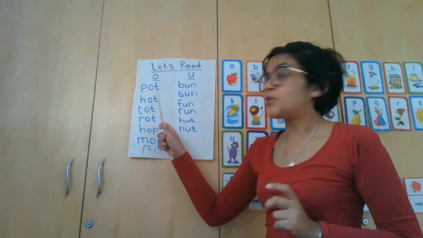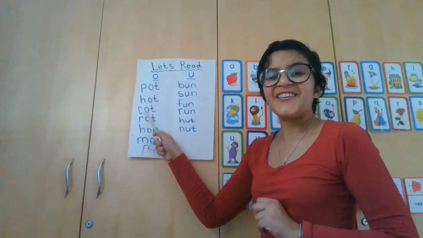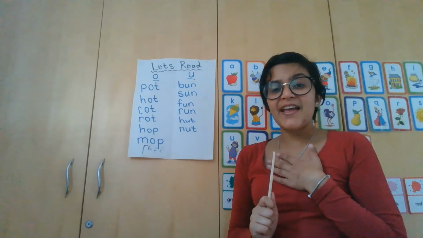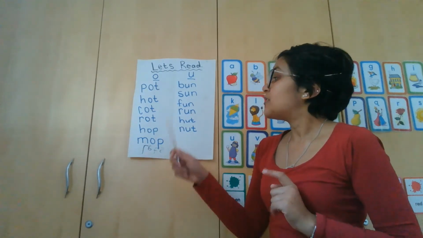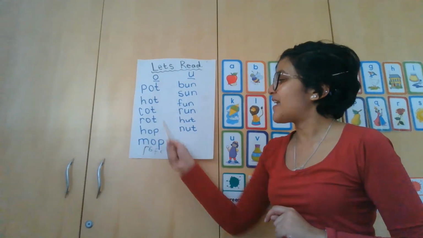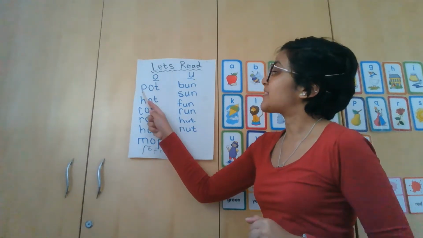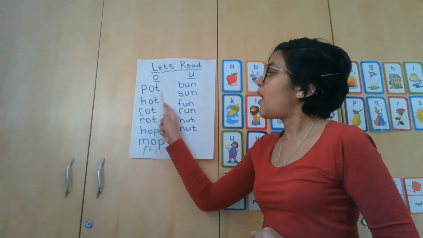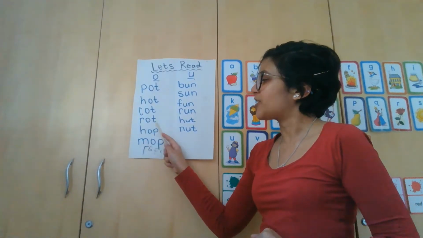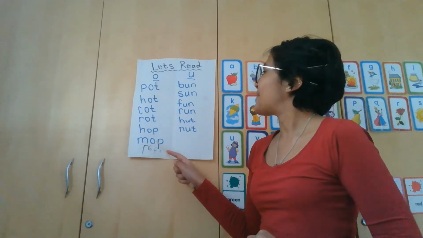Okay, so what you're going to do, we're going to go pot, hot, cot. Got it? So I'm going to say it and you are going to say it with me. So all you really have to do is you're looking at the beginning letter and the end letter. We know that our middle letter is O. So let's go. Pot, hot, cot, rot, hop, mop.